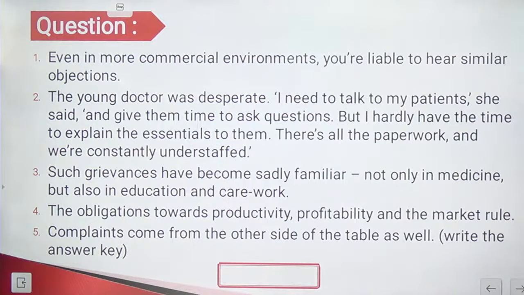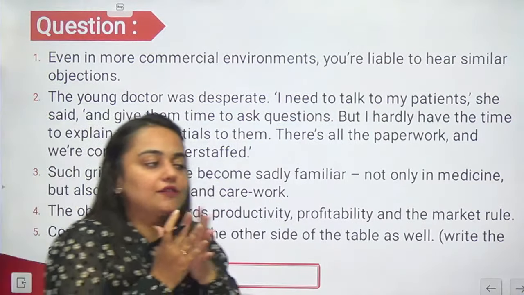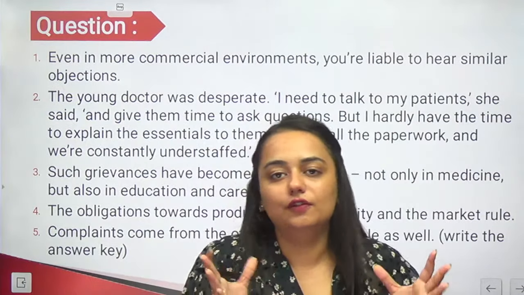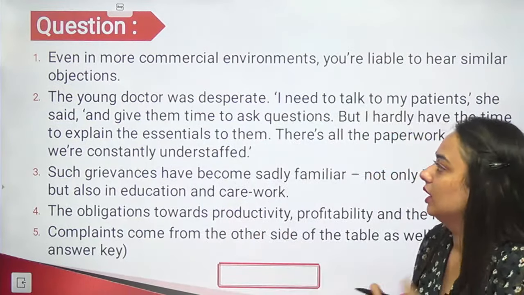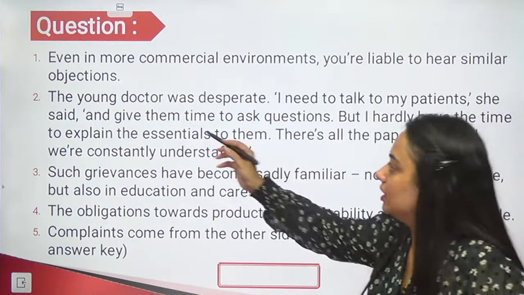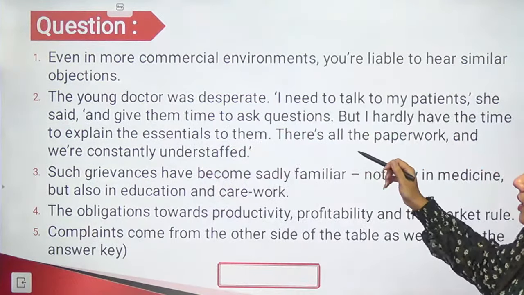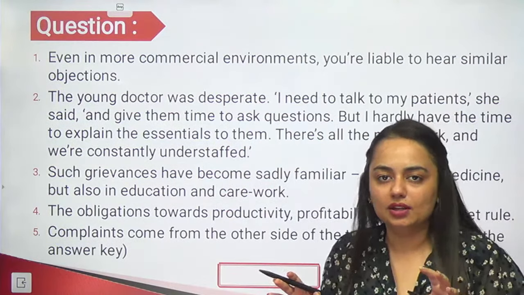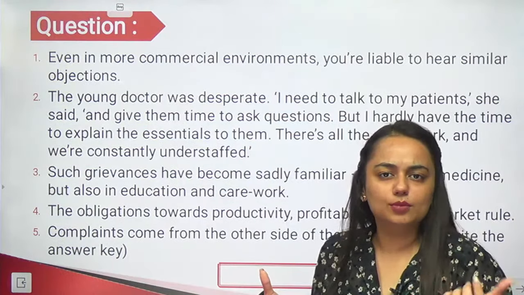Let's see this one. Even in more commercial environments, you are liable to hear similar objections. Not clear, right? After reading the first line, nothing is clear. We cannot guess what they are talking about. Let's read it further. The young doctor was desperate. Now there is some hint. What are we talking about? We are talking about some doctor.